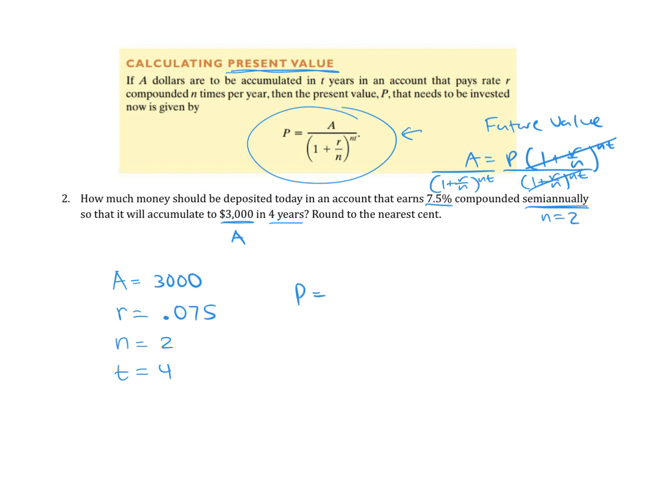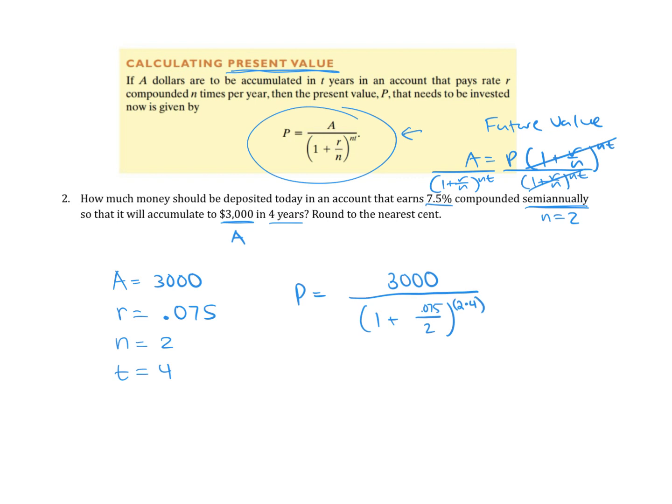I'm finding P, the amount we should deposit now, to end up with $3,000 in the future. So that future value, A, goes on the top. On the bottom, we do 1 plus 0.075 over n, which is 2. Close that parenthesis. Raise up an exponent to the nt, so 2 times 4, and go ahead and plug that into your calculator.